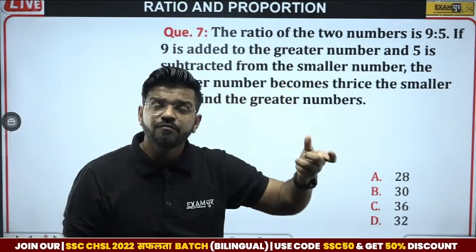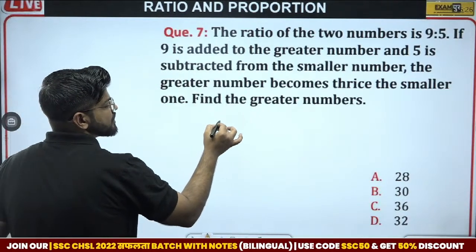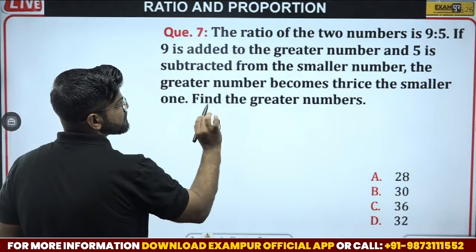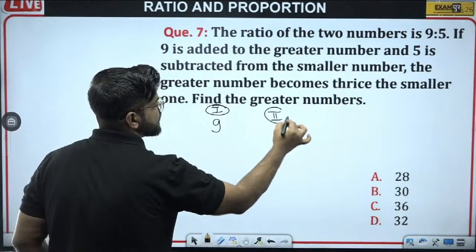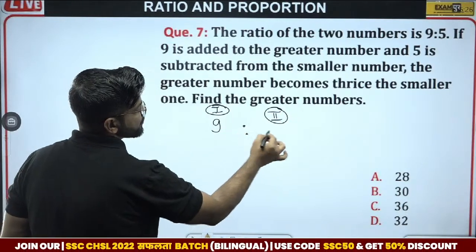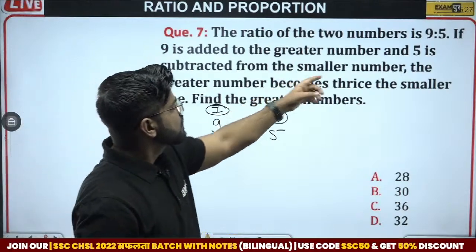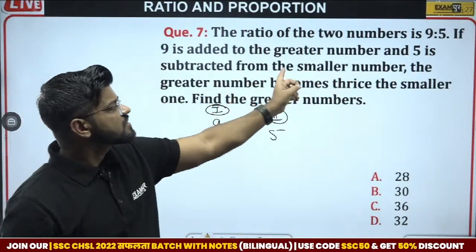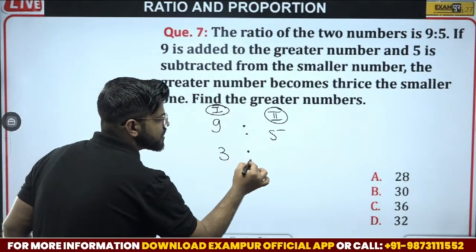So here we use the cross multiplication method. Let's see what the cross multiplication method is. It is the first quantity and it is the second quantity, right? So 9:5 is my ratio. What is the other ratio given? The greater number becomes thrice the smaller number. So here the new ratio is 3:1.